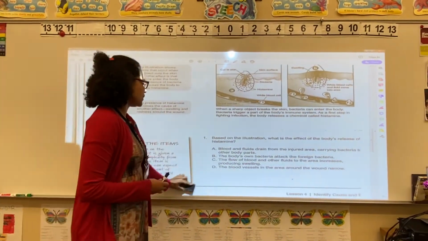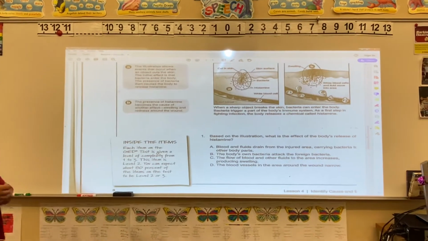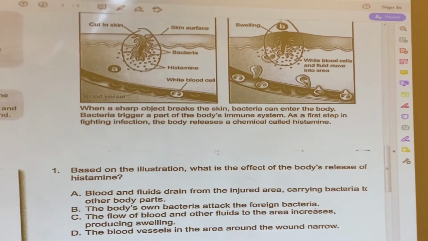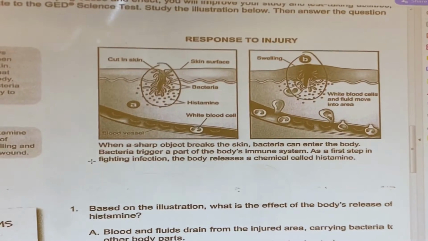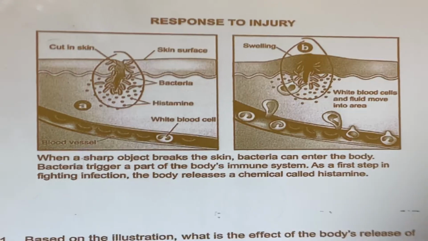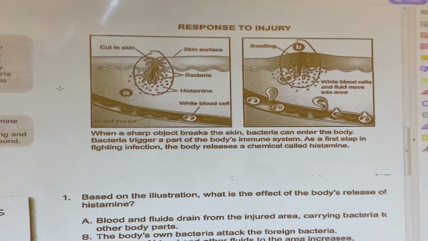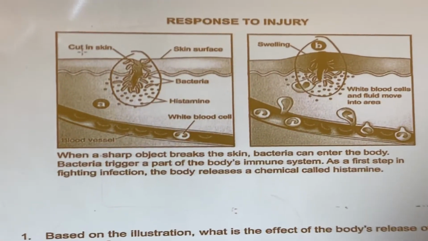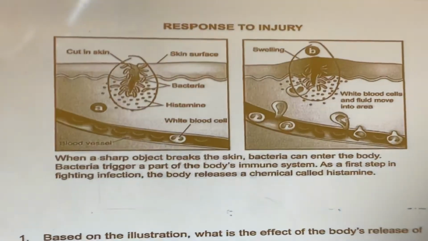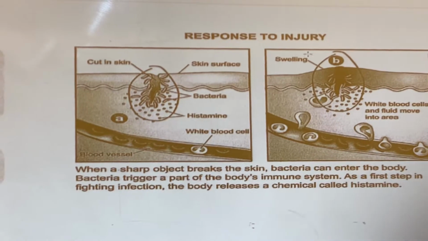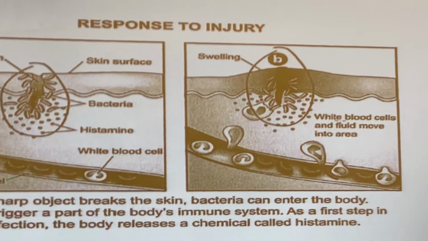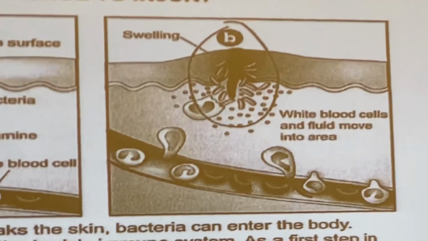So again, always read the question first. It says, based on the illustration, what is the effect of the body's release of histamine? Well, let's look at the picture. So it says response to injury. So based on that, we can imagine that when someone is injured, and it says right here, a cut in the skin, and so here are the histamine, and then it gets released. And notice right here how it says swelling. And then we notice that some white blood cells and fluid start moving into that area.